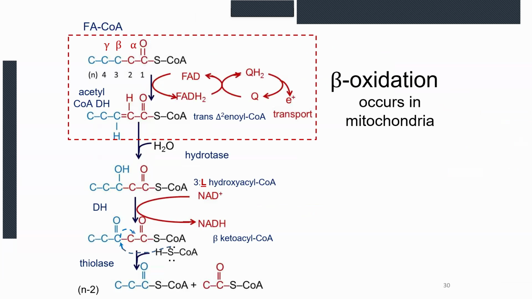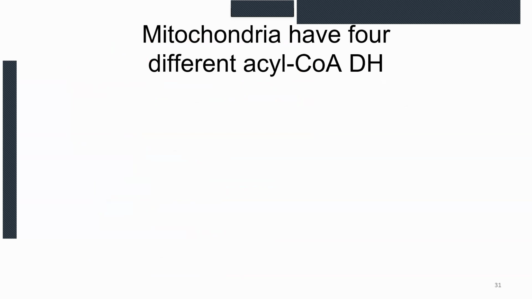This is the exact same thing, just giving another, more detailed visual. So we remove carbons, add water, remove electrons, add water, remove electrons, add coenzyme A. That's it. Remove electrons, add water, remove electrons, coenzyme A. And you rinse and repeat over and over again.